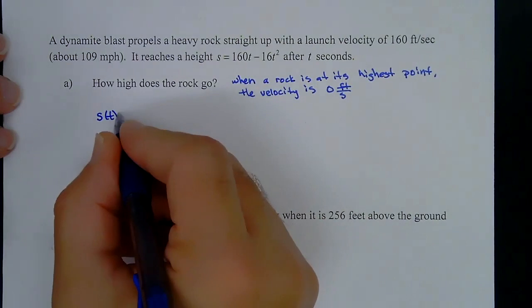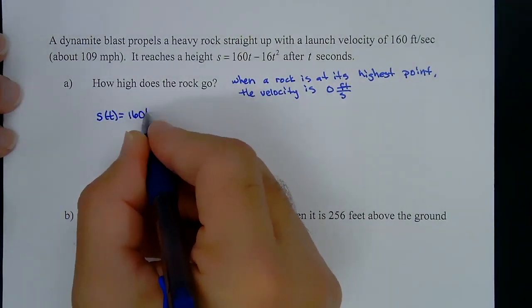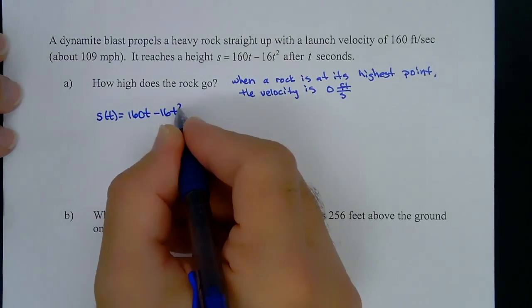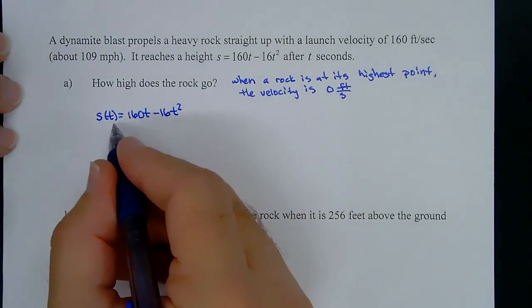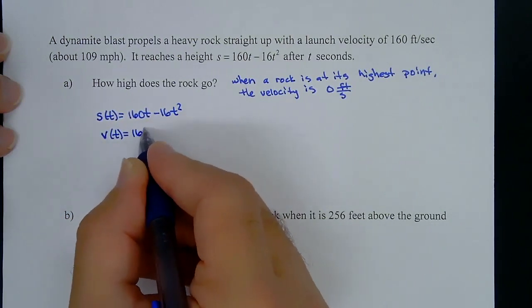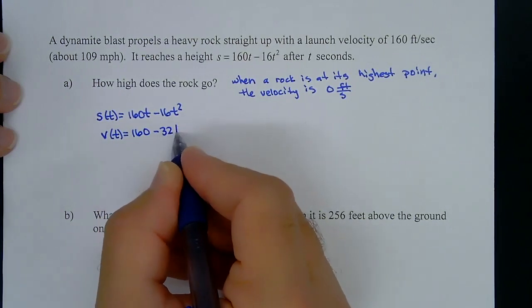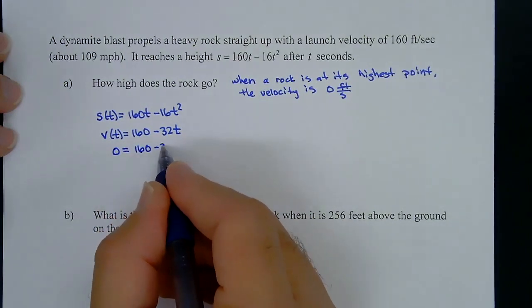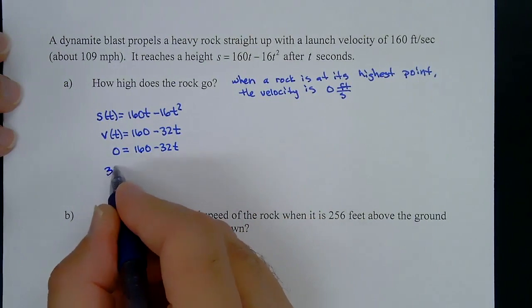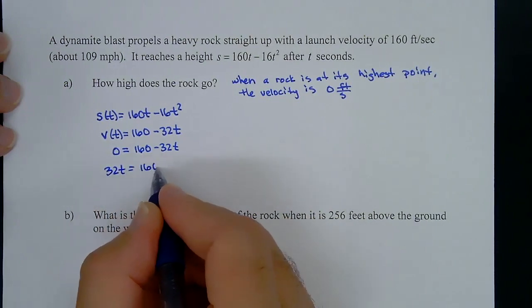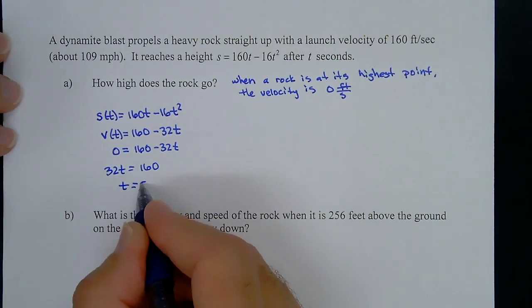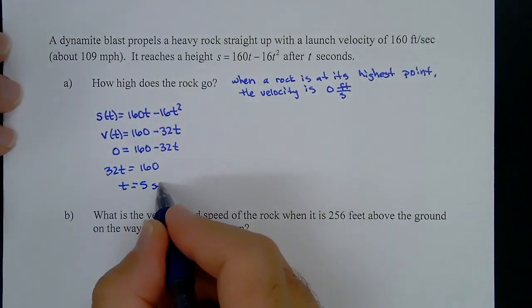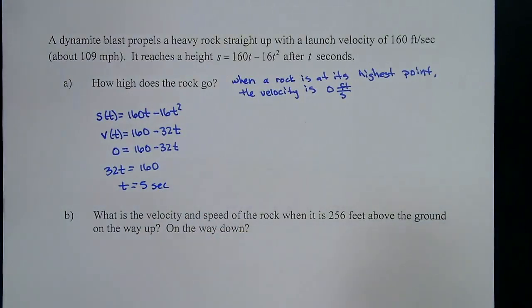So S of t is equal to 160t minus 16t squared. The derivative of this, which is S prime of t or V of t, would be equivalent to 160 minus 32t. If we set that equal to 0, 0 would equal 160 minus 32t, which means 32t would have to equal 160, which means t would have to equal 5. Now that is 5 seconds. Okay, so now we know it takes 5 seconds for it to reach its highest point.